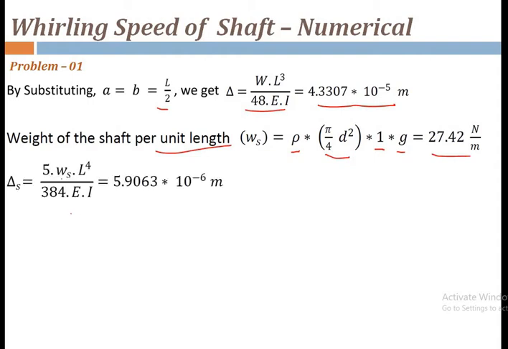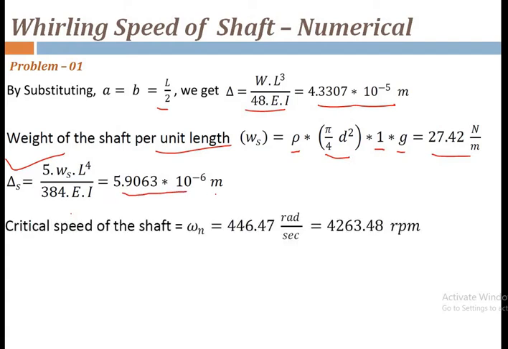Delta S, because of the weight of the shaft, is calculated by this equation, and finally we get the value 5.9 × 10^-6 meter. Critical speed of the shaft is equal to 446.47 and 4263.48 rpm.